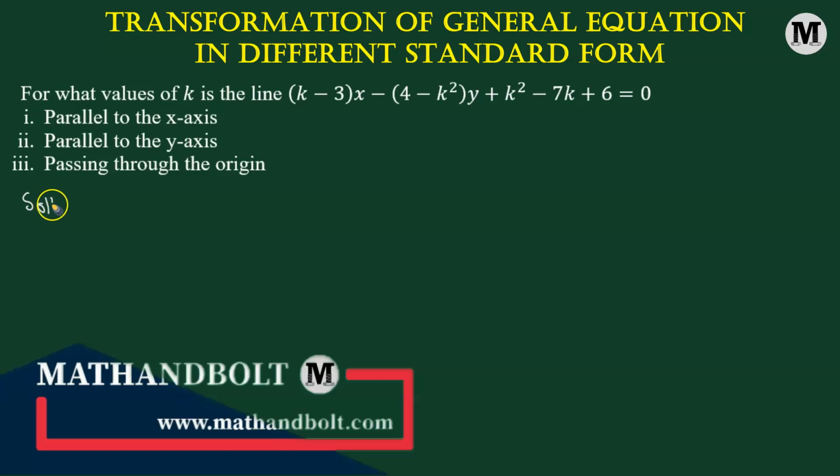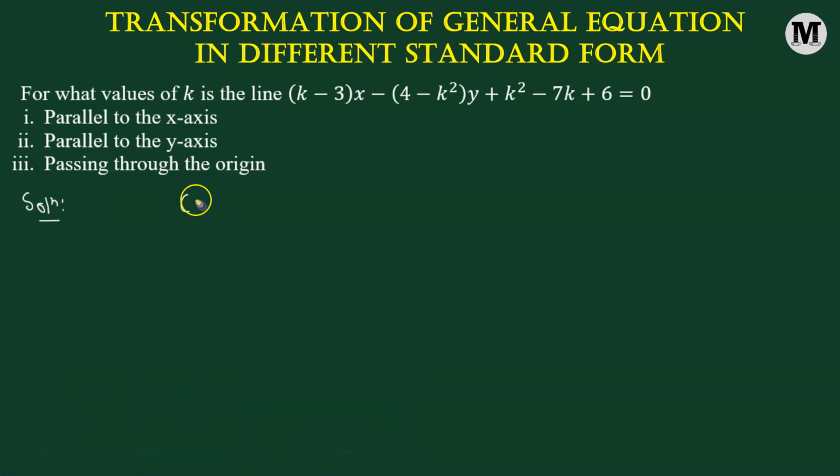Let's begin with the first one, but before that we're going to rewrite the equation. So here we have the equation (k − 3) times x, then minus (4 − k²) times y, and then we have the constant term, which is given by k² − 7k + 6, equals 0. Now what we'll do, we're going to write it in the form y = mx + c.